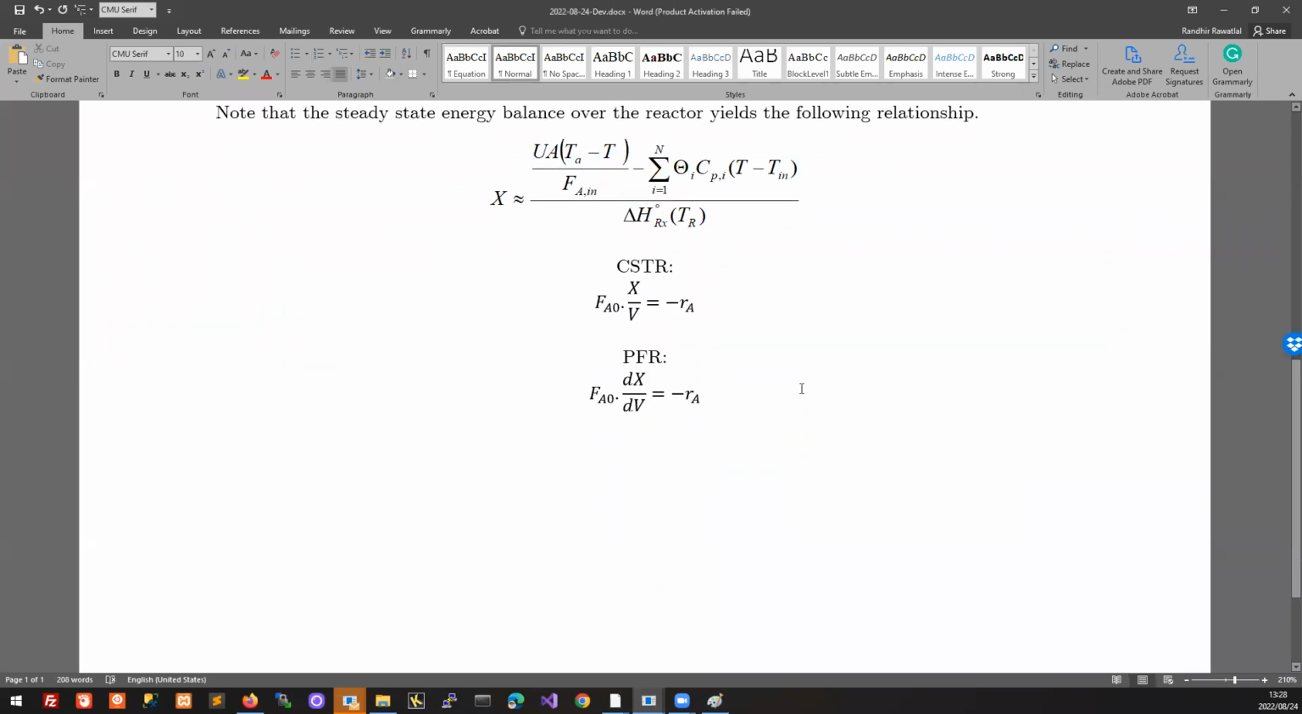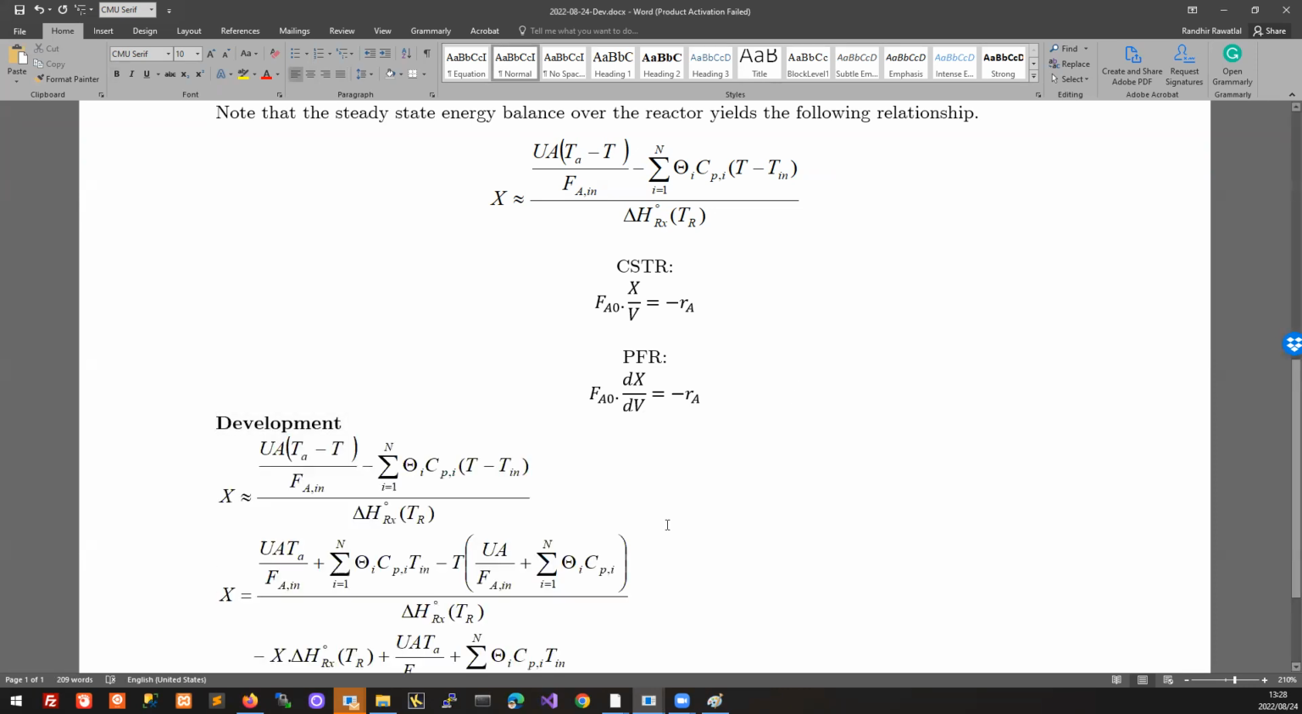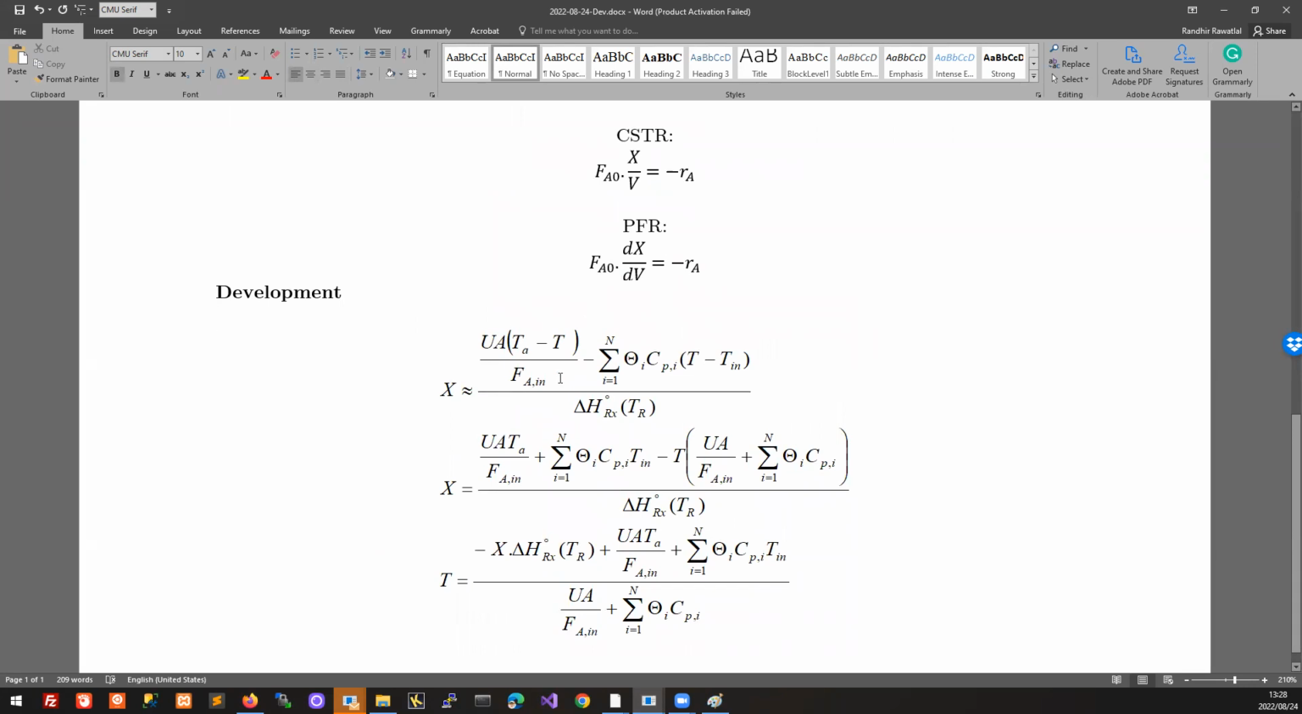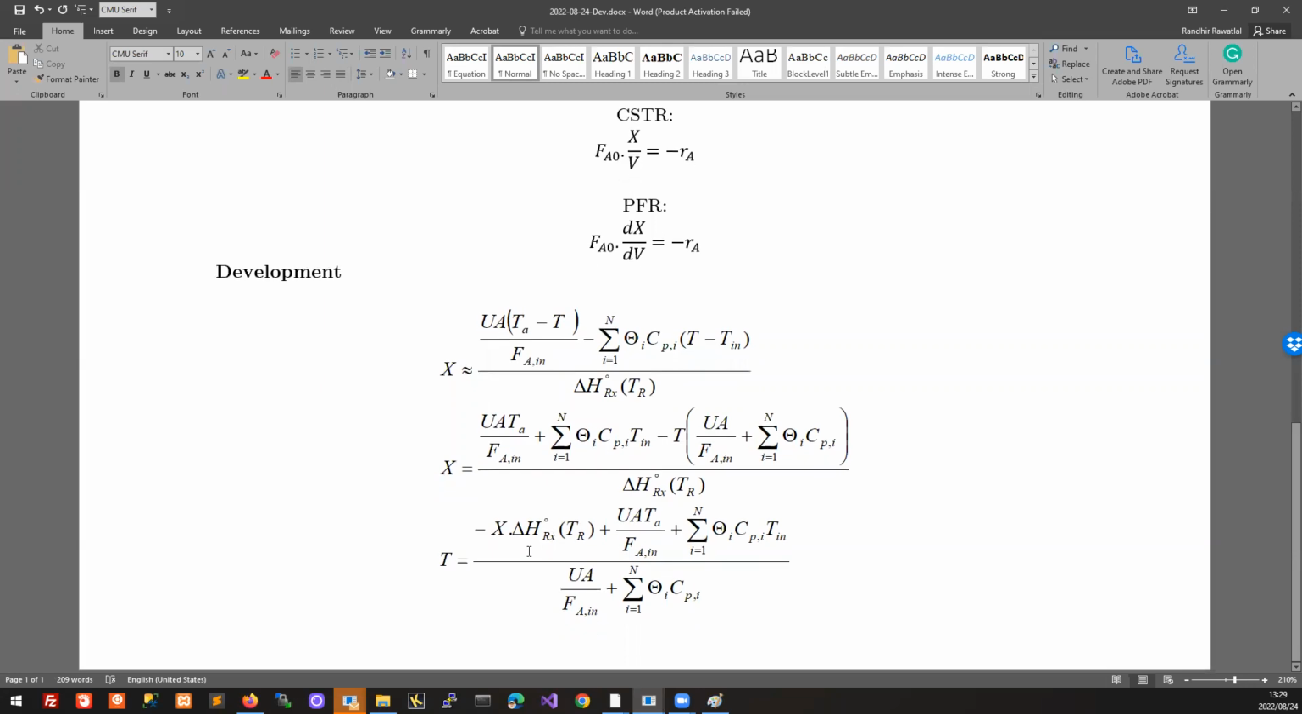Okay, now let's develop our solution. First off, I just copied the equation. So that's the same equation given to us in the problem. And then you've got T's in two terms here. So here I'm just grouping T out. So T is in this part, UA over F_A,in. There is another term, UA T_a over F_A,in, over there. And then here there's another T, theta C_P,i T, and you still have theta C_P,i T_in over there. So we've grouped out T here and then divided by the heat of reaction. And then we can just solve this for T. So you can just make T the subject of the formula, and then it will look like this equation down here. So basically we want to solve this equation.